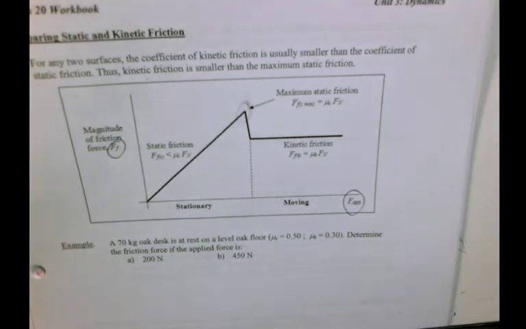All right, let's try our second example. I do believe we have 3 examples today. Yes.